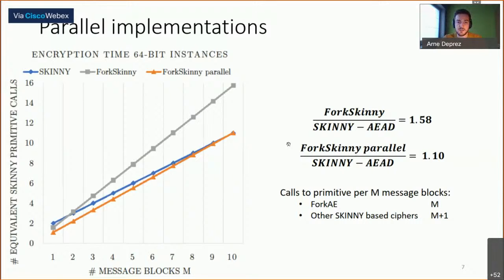And this way, you are faster for messages of up to 10 message blocks. That is because of this double output, 4KE only needs M calls to the primitive per M message blocks, whereas in traditional modes of operation, you always need an extra call for processing the nonce or generating the tag. And this way, we show that if you can calculate the S-box in parallel for the two branches, you are faster up to 10 message blocks.